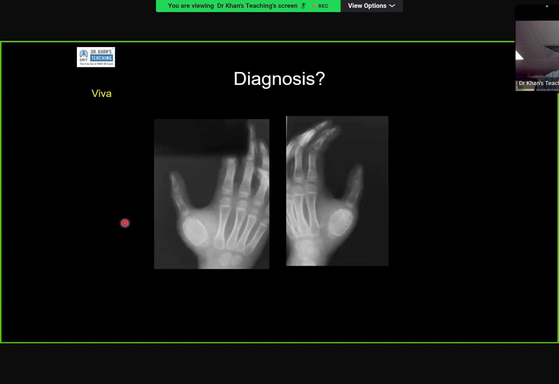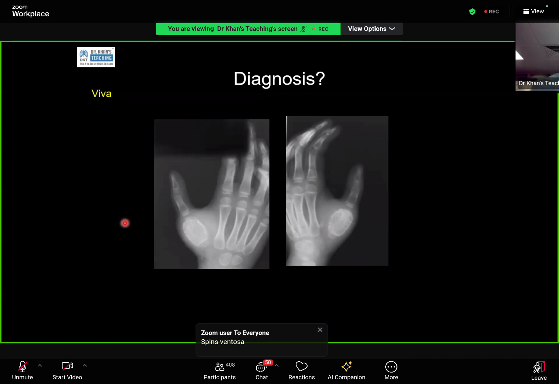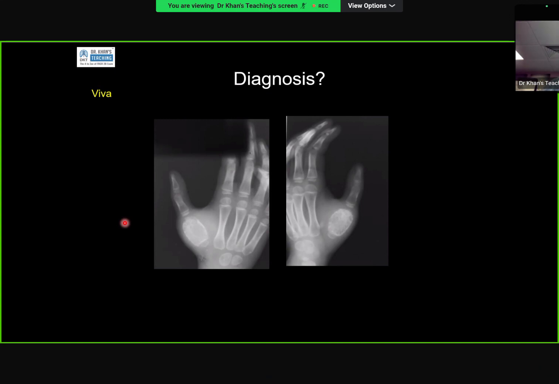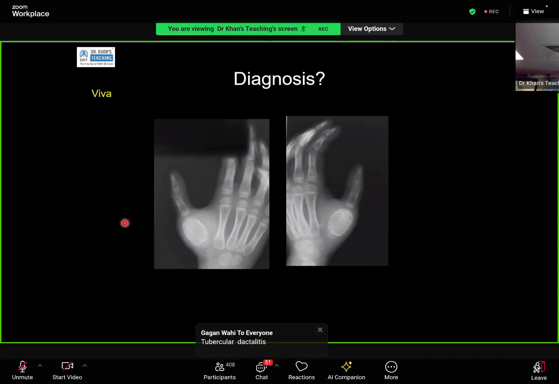What is this? So I could see that the first metacarpal, especially the diaphysis portion, appears expanded and is replaced by an expansile lytic lesion, which has a narrow zone of transition. And there's no associated periosteal reaction, no cortical break, but there's associated soft tissue swelling. And I'm thinking this is a case of an infection. This could be TB dactylitis. I could see a lace-like pattern within. My second differential would be enchondroma.